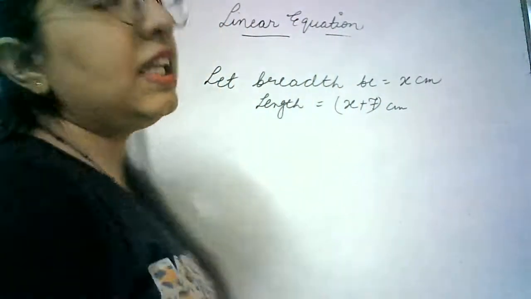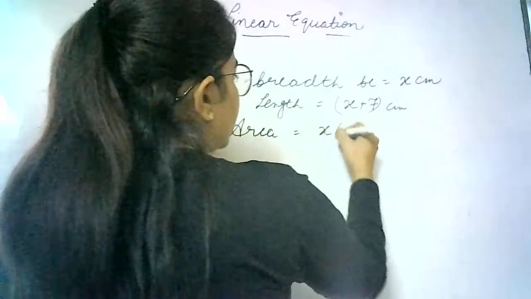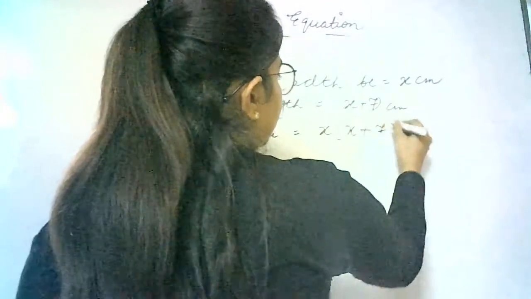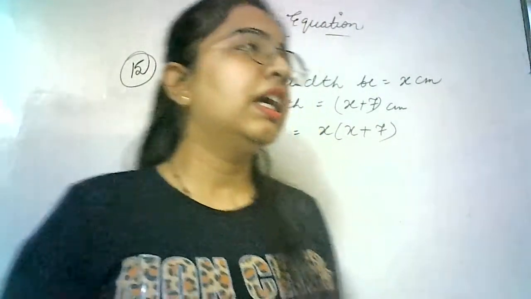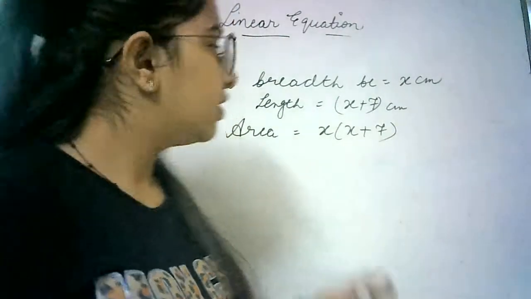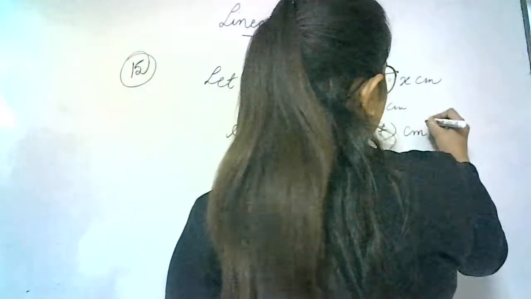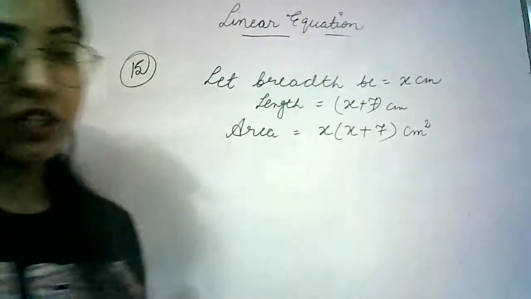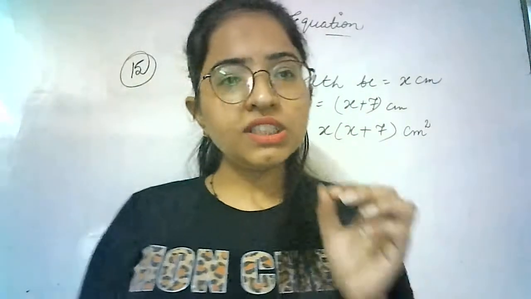Area. Area of rectangle is x into x plus 7. This will be the area because you know very well that area is length into breadth. So x into x plus 7. And after area you have to put centimeter square. Okay, you know very well. So let's solve this. What is told to you in this question next?